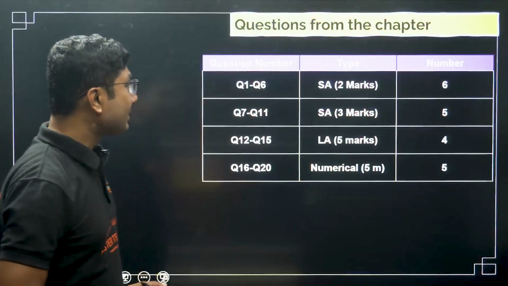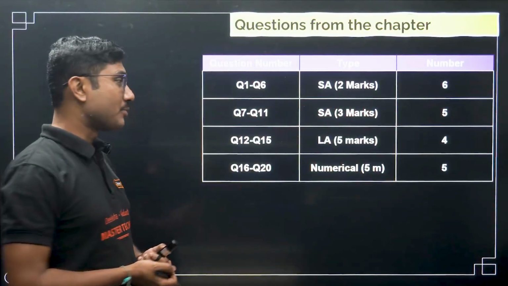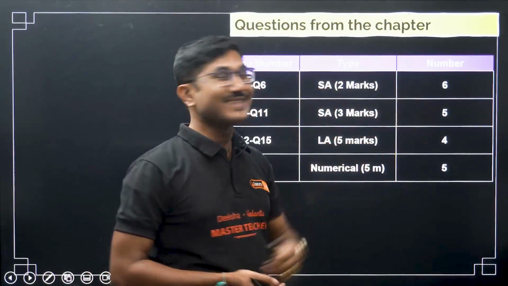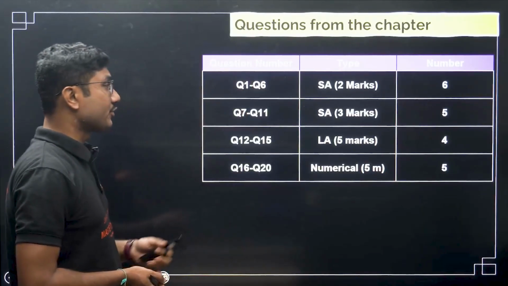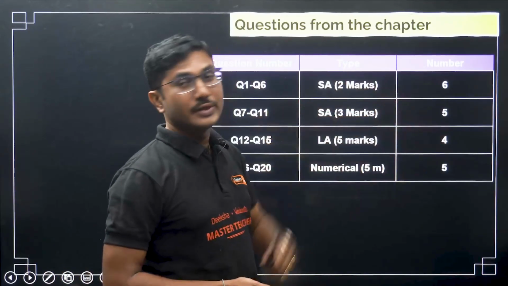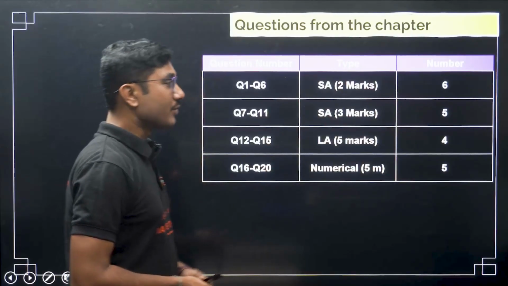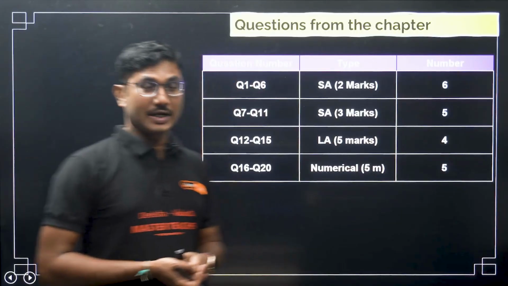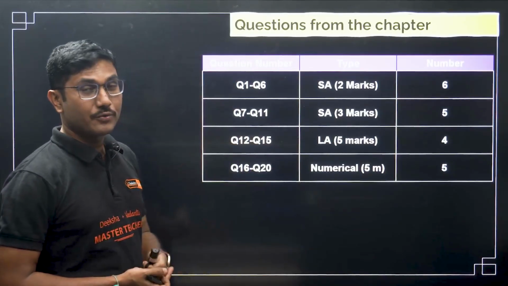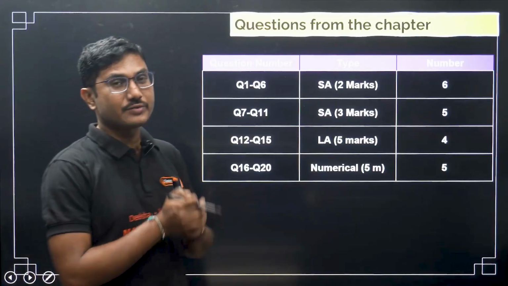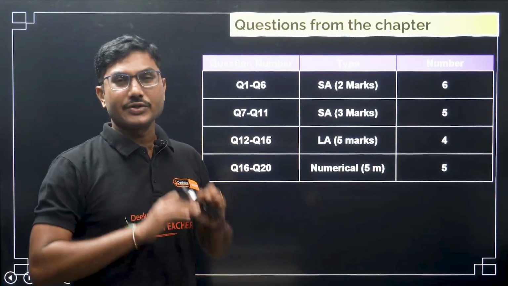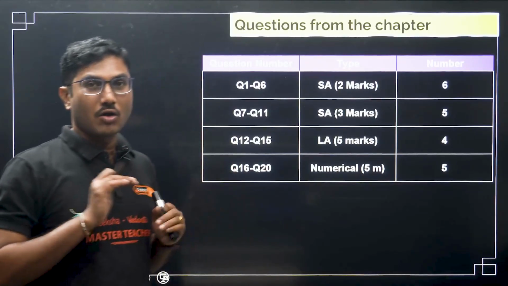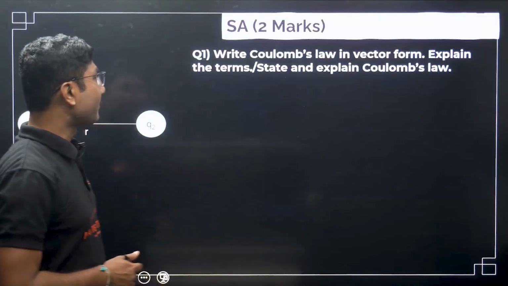Before I start, I just want to discuss how many questions I am going to discuss from this chapter. Questions 1 to 6 are all 2 markers, so a total of 6 questions will be 2 marker questions. A total of 5 questions will be 3 marker questions. We will also discuss 4 derivations and 5 numericals. Total 20 questions we are going to discuss from this chapter. If you watch these 20 questions, you will definitely be able to answer all the questions that will come from this chapter. Now let us start with the first question.